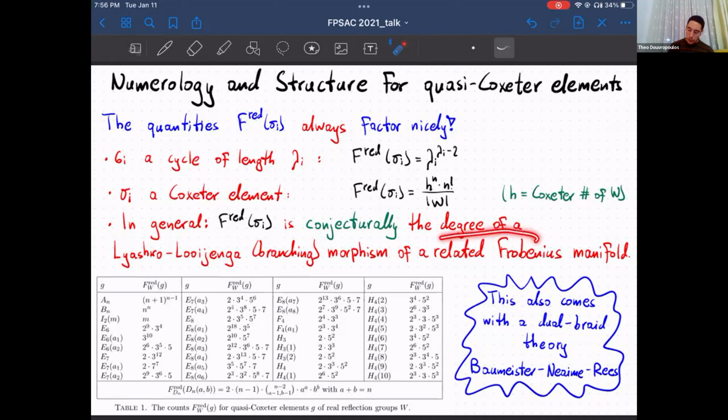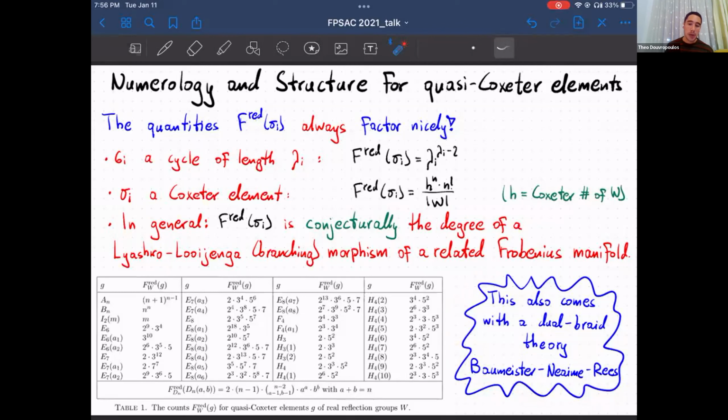There is a geometric object called the Frobenius manifold that's associated with Coxeter elements, and the degree of the morphism there turns out to be equal to these enumerations. So for all of the Frobenius manifolds where we know all of this data, it turns out that this conjecture is true. I don't have a good way to explain it, but I feel it is compatible with previous theory. And this also comes with a dual braid theory.